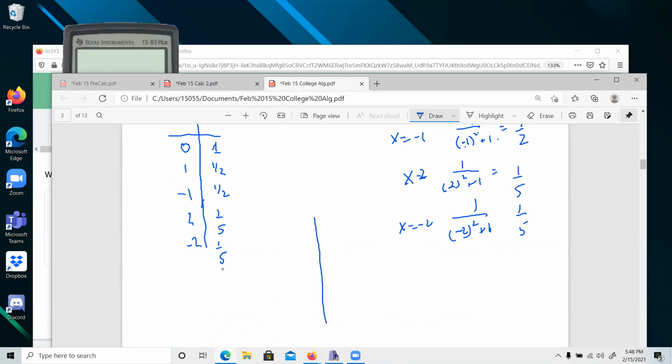If I start to graph this, they're all positive, so I can just deal with this side of the graph. Let's call that 1. So that's a half. At 0, we're at 1. When we are 1 away, then we are up to a half. 2 away, we're down to a fifth, which is down here. And 3 away, that's going to be 3 squared plus 1, which is 3/10. So we're going to end up with something that looks like this.